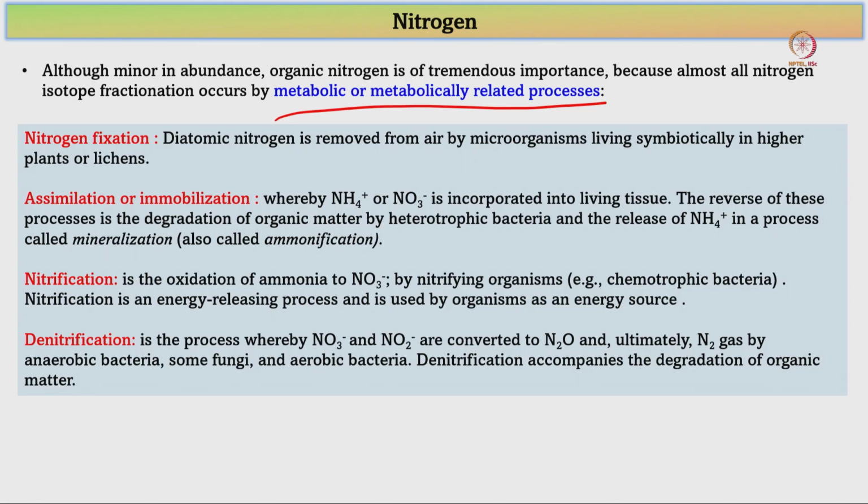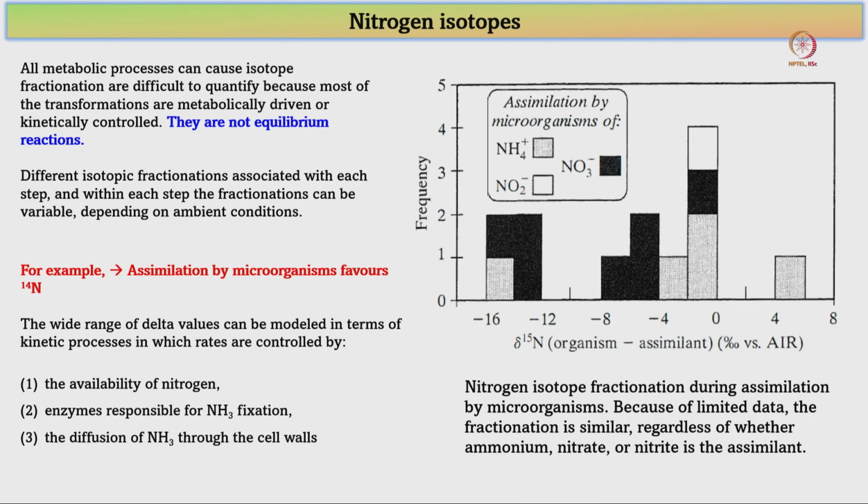So, these are all the degradation of organic matter, that is from ammonia to nitrate, from nitrate to nitrite, from nitrite to nitrogen oxides, and ultimately to nitrogen gas, and then released back into the atmosphere. So, these are the entire processes. But when we look into variations, what do we see? That these processes cause isotope fractionation that are difficult to quantify.